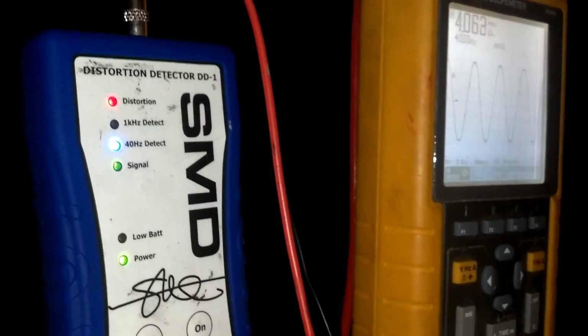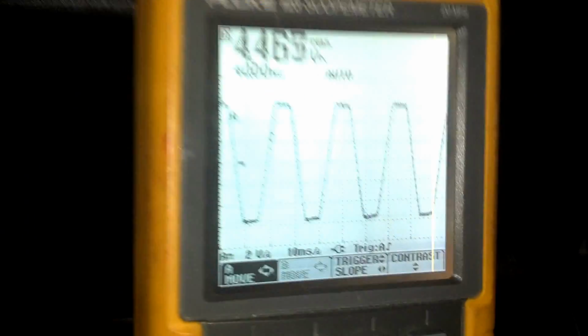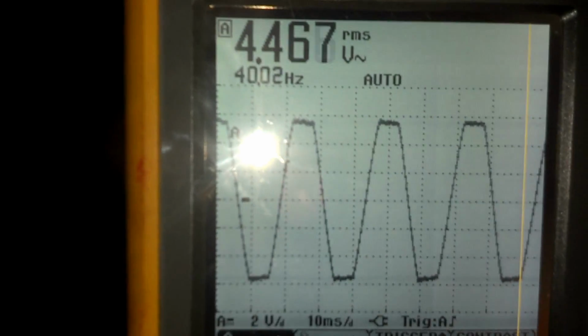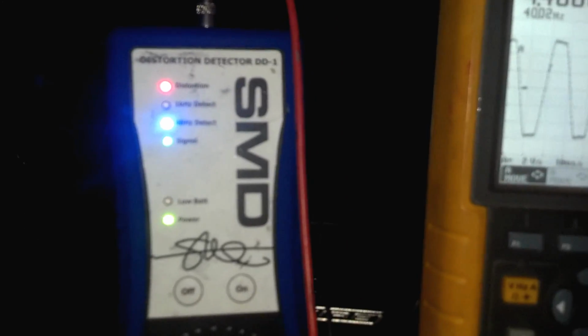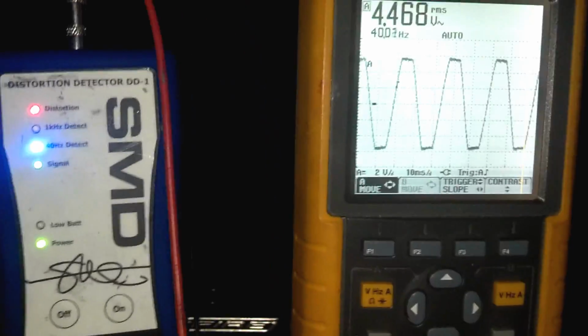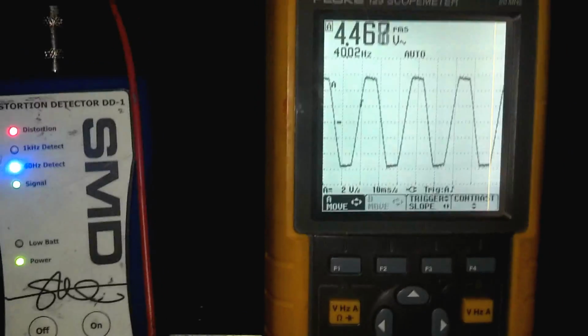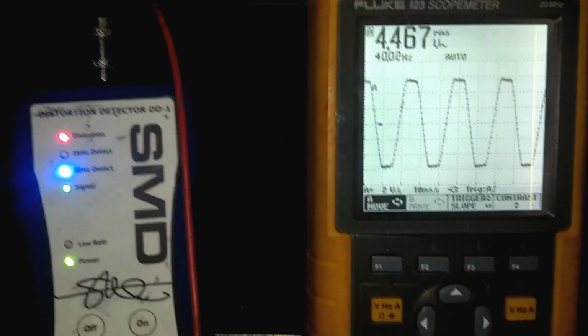But wait. Oh, one more, and we've got our sawtooth wave. This is what your hard clip looks like. This is what blows your speakers. And the DD-1 sees it. Okay? So you might say, well, the DD-1 doesn't detect distortion, so I blew my speakers. No, you didn't know what you were doing with it. You didn't use it right. It does work. It does detect distortion, and it worked quite well.